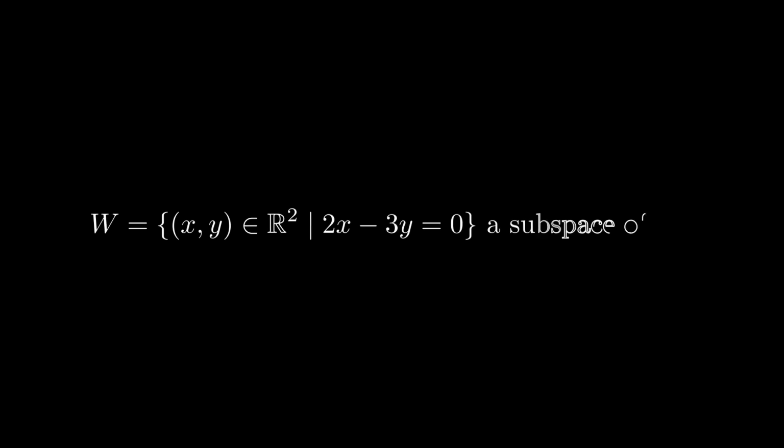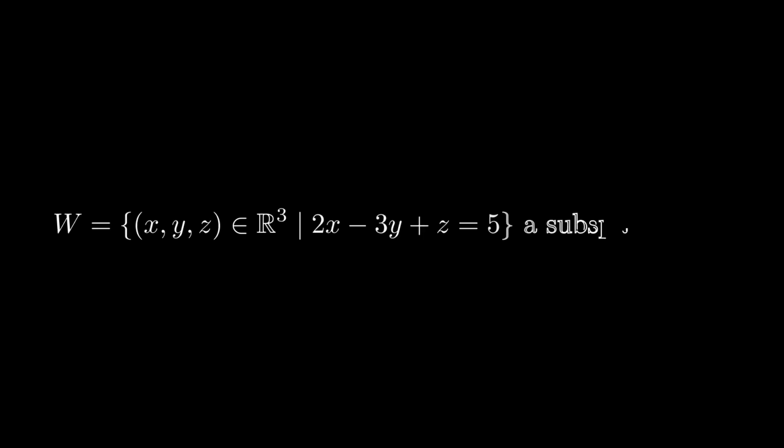Do you think this is a subspace? 2x minus 3y is 0. Well, we know this is a line. But does this pass through the origin? In other words, does it contain the zero vector? Let's substitute 0 for x and y. We do get 0. This means this is a subspace.